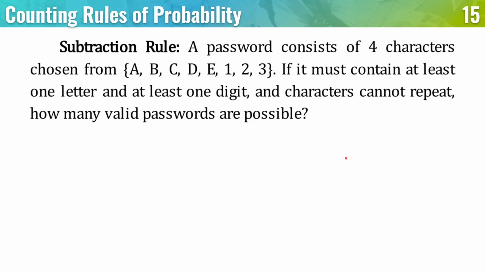Number 15, subtraction rule. Here, we subtract something from a certainty to find out the opposite of it. For example, the probability of something not occurring is the probability of it occurring subtracted from 1. So for example, if there is a 20% chance of succeeding, that means the chance of not succeeding is going to be 80%.